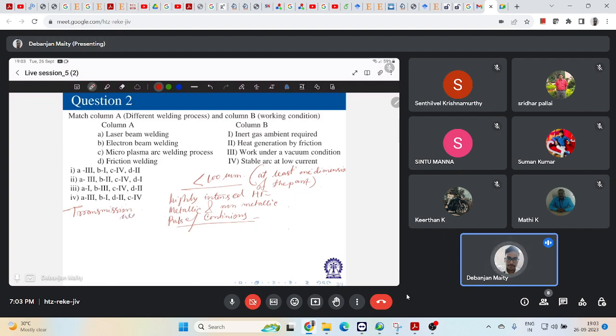What happens in laser transmission welding? So in laser transmission welding, you are using a combination of a transparent material and an absorbing material, where the absorbing one is used to fuse the transparent material.